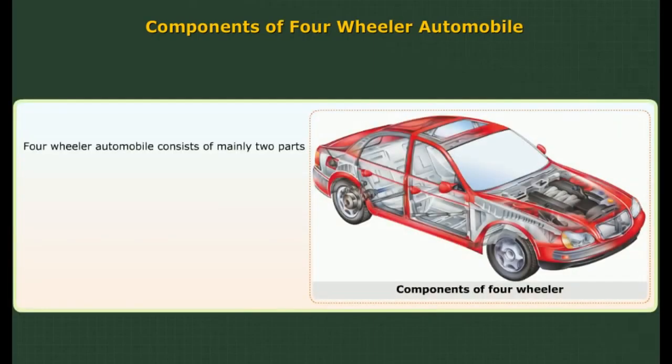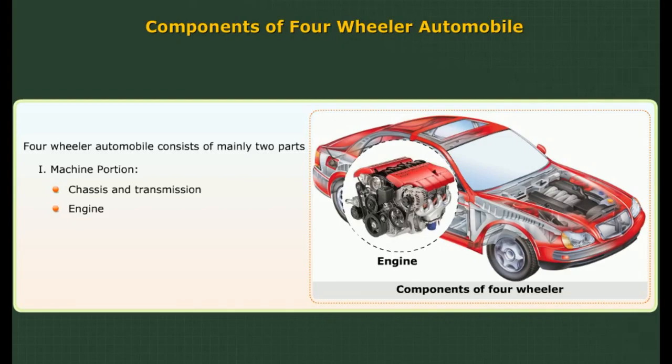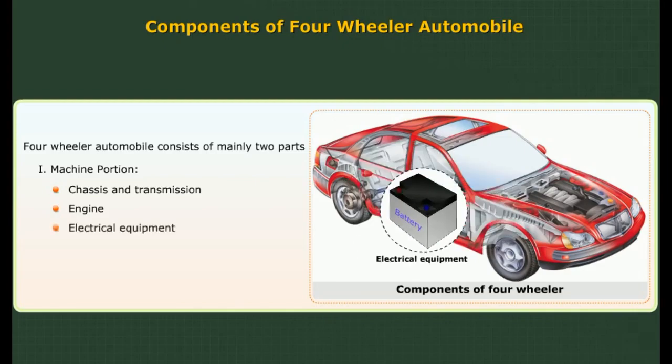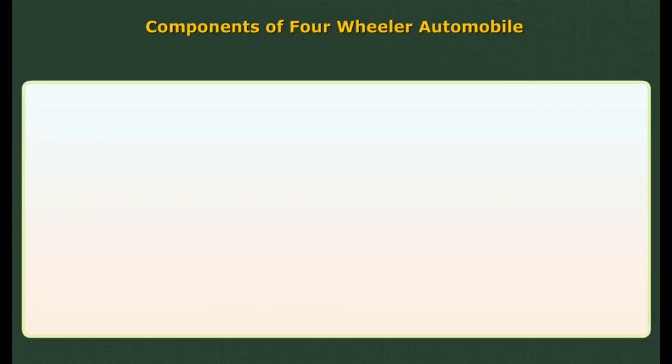Components of four-wheeler automobile. A four-wheeler automobile consists mainly of two parts: 1. Machine portion: chassis and transmission, engine, electrical equipment. 2. Body or carriage portion.